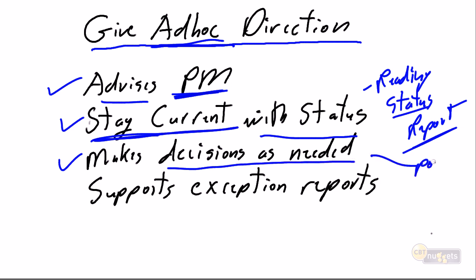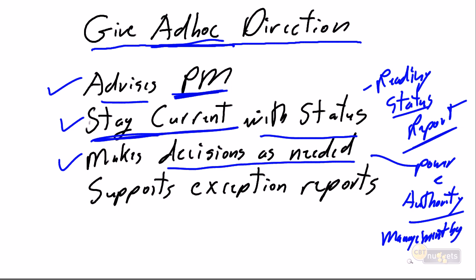This is that power and authority thing. I have power and authority by the sheer fact that I am the PM, but as we've discussed already, we have management by exception. I have power and authority to take actions on behalf of my project, provided that the tolerances, the variations, are less than my tolerance levels. And as soon as it exceeds my tolerance levels, I need to get management involved, and I need them to help support those exception reports.